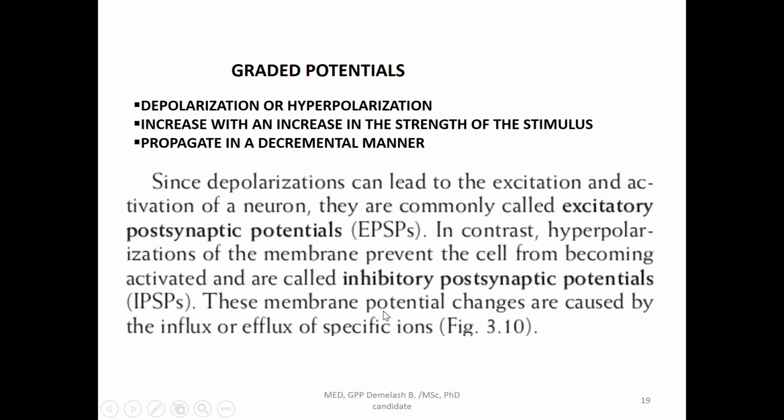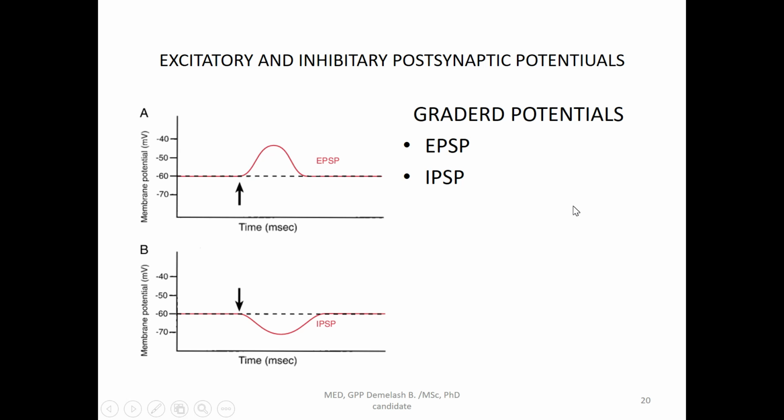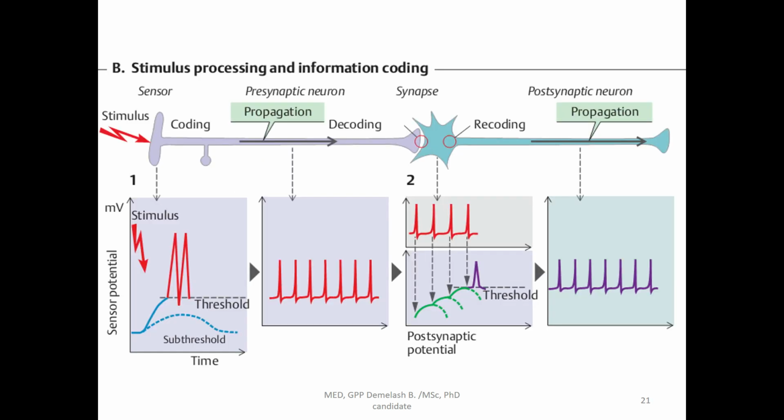These membrane potential changes are caused by the influx or efflux of specific ions. So, graded potential, excitatory postsynaptic potential, and inhibitory postsynaptic potential. The first graph shows the membrane potential in millivolts versus time in milliseconds. So this is the excitatory postsynaptic potential occurring at minus 16 millivolts, but below minus 60 millivolts there is an inhibitory postsynaptic potential occurring. So, excitatory and inhibitory postsynaptic potentials.